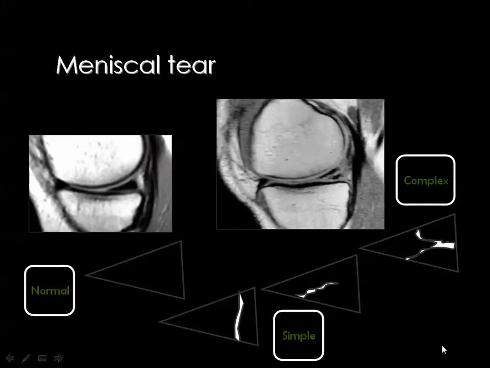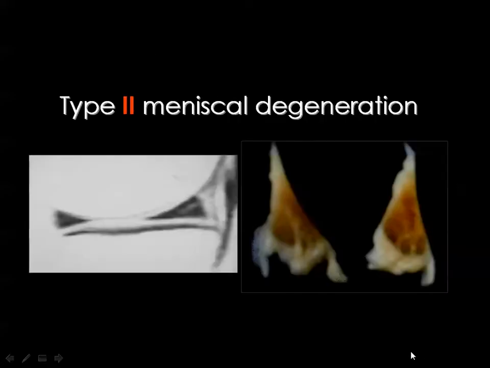Then if the abnormality within the meniscus has reached the articular surfaces, then we call this a meniscal tear. And if the tear has disrupted one of the surfaces, we call this a horizontal tear. If it is disrupting the superior and inferior articular surfaces, we call this a vertical tear, and the complex tear will be branching inside the horn of the meniscus.